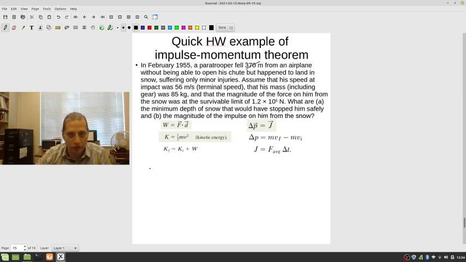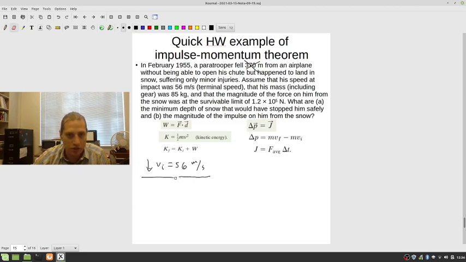Okay, now this piece is fluff. You don't actually need that. What you need to know is to assume that his speed of impact was 56 meters per second. Okay, so when he hits the snow, he's got some V initial of 56 meters per second. Whoops, not second squared, just meters per second. So that's how fast he's going.